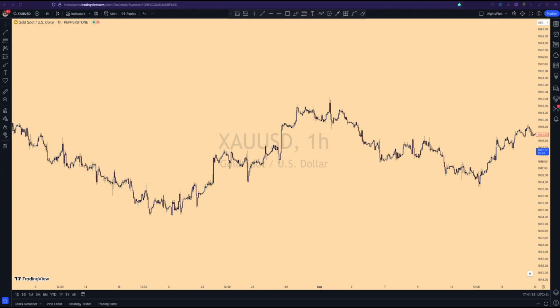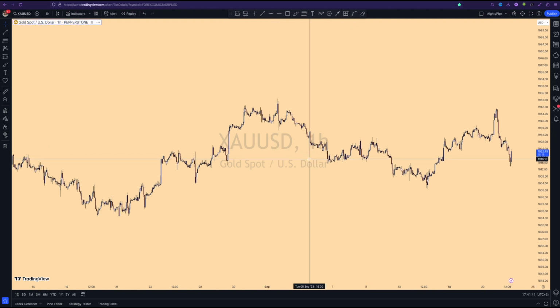This is going to be a very simple but yet advanced way of finding market structure and where to draw your levels of supply and demand, or support and resistance if you like to call them. So let's go on to the charts and I'll show you how you can determine market structure. So guys, we are on the charts here. We are on the gold chart.